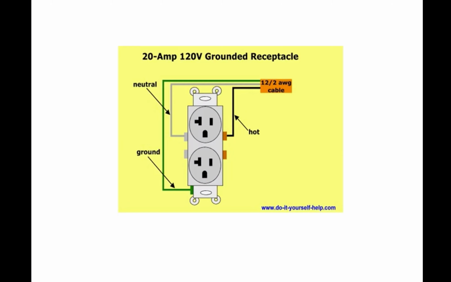Alright, this is a typical wiring diagram. It shows you the 2 number 12s coming in hot. That means that's your power. You've got the ground cable and the neutral going into the other side, and that's your outlet.